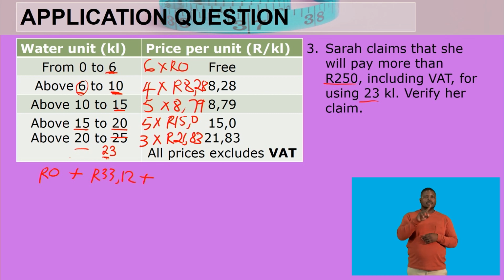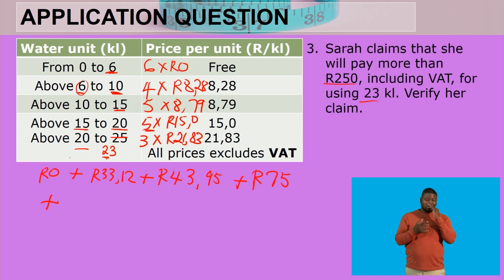Then we move to the next one. 5 times 8 rand 79 cents gives us 43 rand 95 cents. Then the next one is 5 times 15. 5 times 15 gives us 75 rand. Then it's plus 3 times 21 rand 83 cents. 3 times 21 rand 83 cents gives us 65 rand and 49 cents.